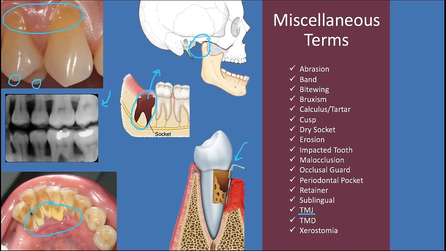So everyone has a TMJ, two in fact, one on the right and one on the left, but not everyone has TMD. This refers to pain, clicking, popping, and other symptoms that are caused by problems with the temporomandibular joint and the associated muscles. And lastly, xerostomia is a fancy word for dry mouth. This can be caused by salivary glands that don't work properly or reduced flow of saliva from certain medications.